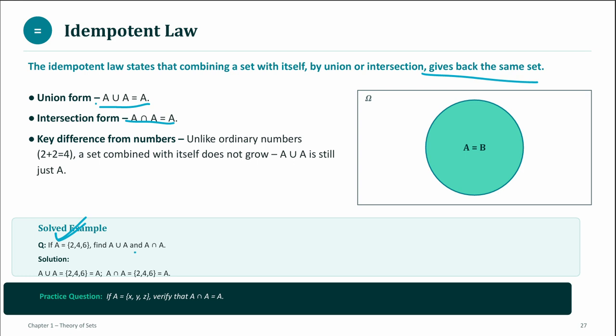And A intersection A, we are going to get this only. So it is anyway A only, right? If you see this practice question, if A is equal to {X, Y, Z}, verify that A intersection A is equal to A. So it is going to be A only, {X, Y, Z} would be your answer.